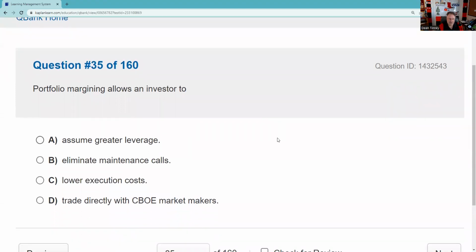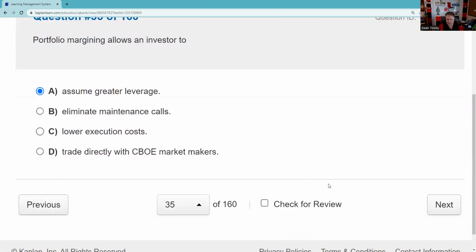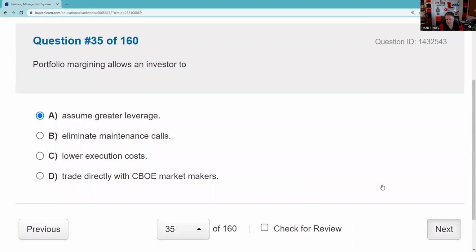Portfolio margining allows an investor to assume a greater leverage. They also get a little more time to come up with maintenance calls. So A, assume greater leverage. Question 36.